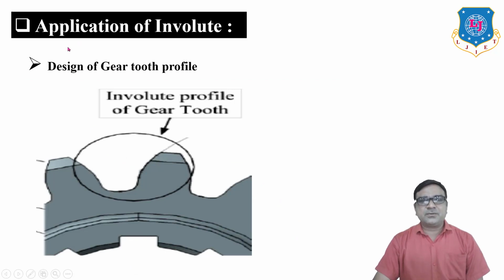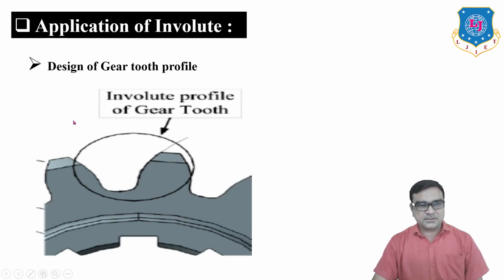What is the application of the involute curve? It is used to design the gear tooth profile. In particular, in this gear, this is one tooth, and the profile on the periphery of the tooth is in curve form. So it is actually an involute of a circle.